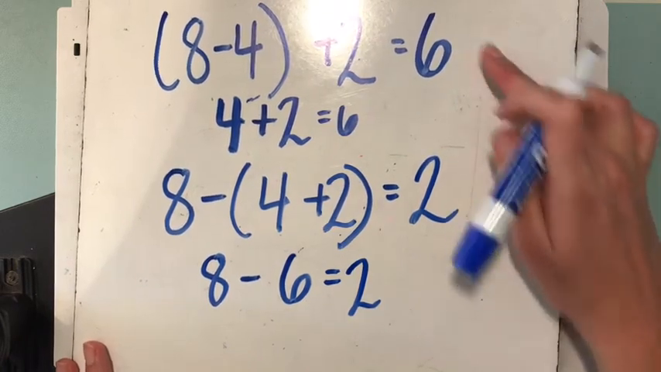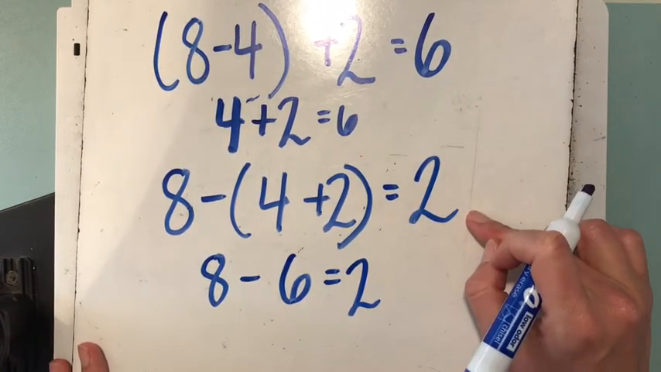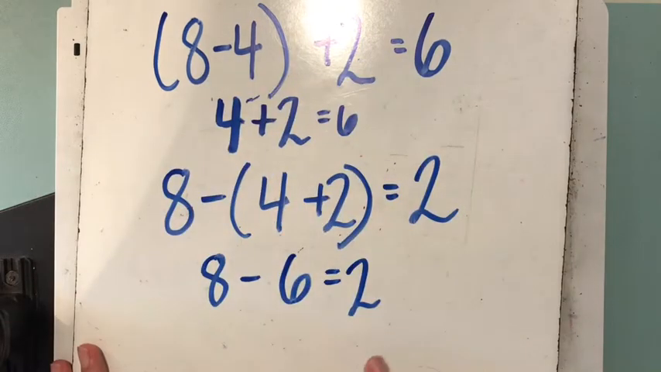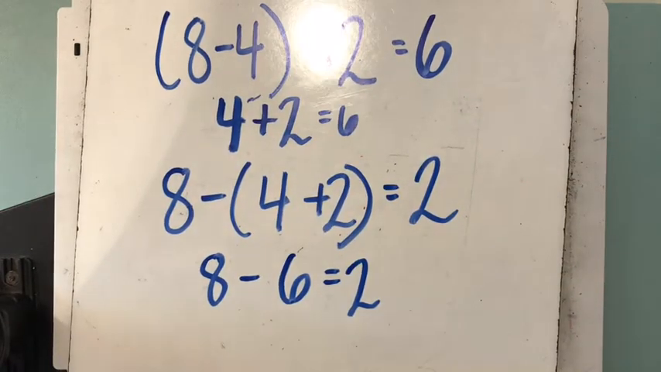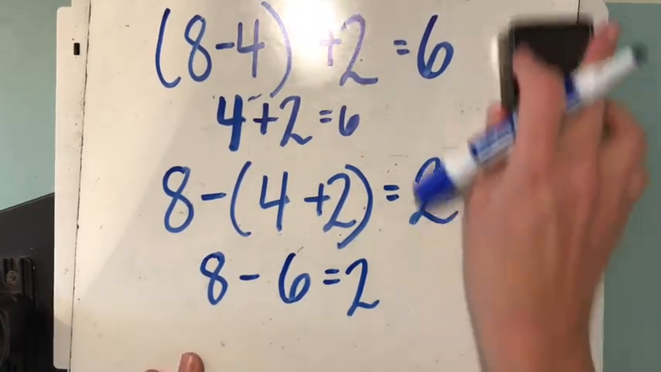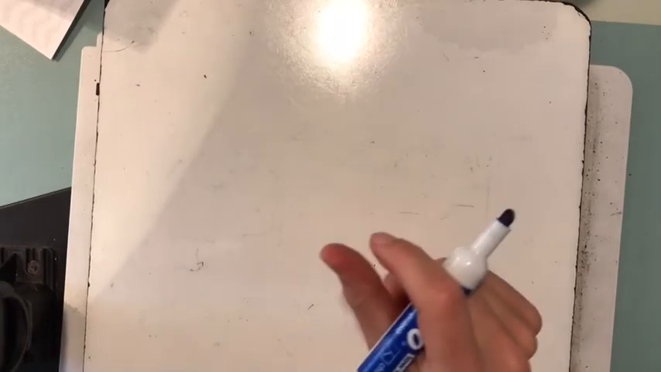They don't. Their totals are different. So this does not work for this equation. This is not the associative property. Okay, so now we're going to try division and multiplication. So we're going to see if this works and if we get the same totals.